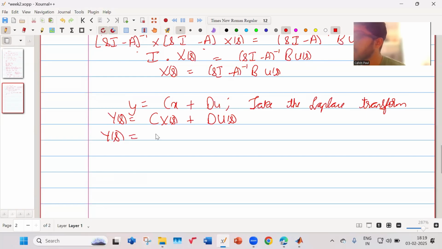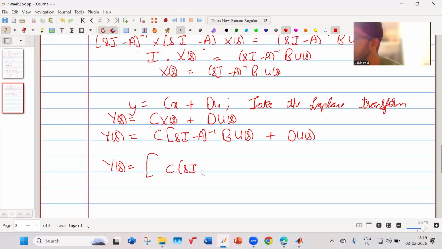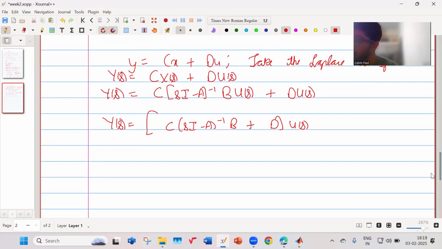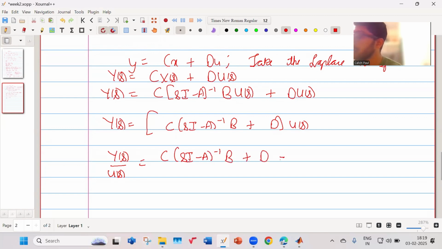We will substitute X(s), so Y(s) is equal to C into (sI minus A) inverse into B into U(s) plus D into U(s). So we take U(s) common, so we get Y(s) is equal to C into (sI minus A) inverse into B plus D, into U(s). So what do we get? Your Y(s) over U(s) is equal to C into (sI minus A) inverse into B plus D. Okay, this is your G(s), or this is your transfer function.